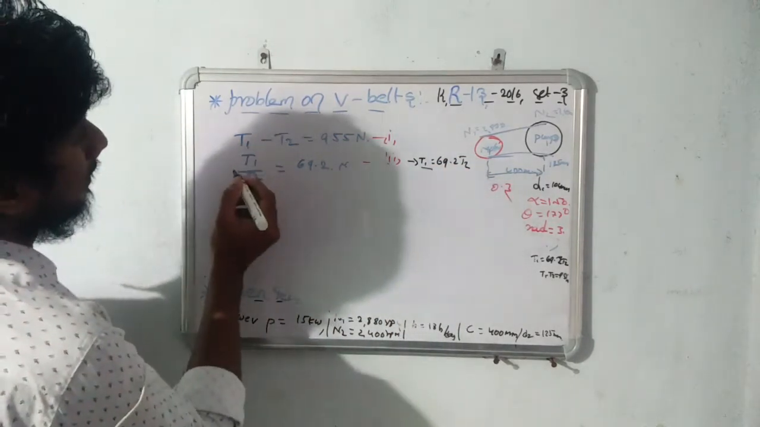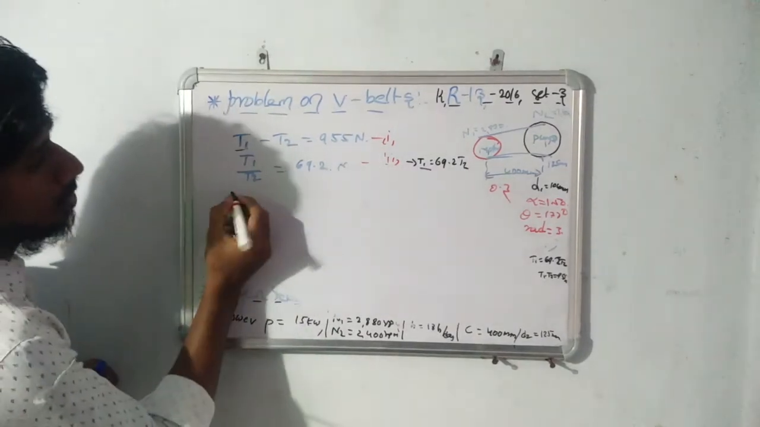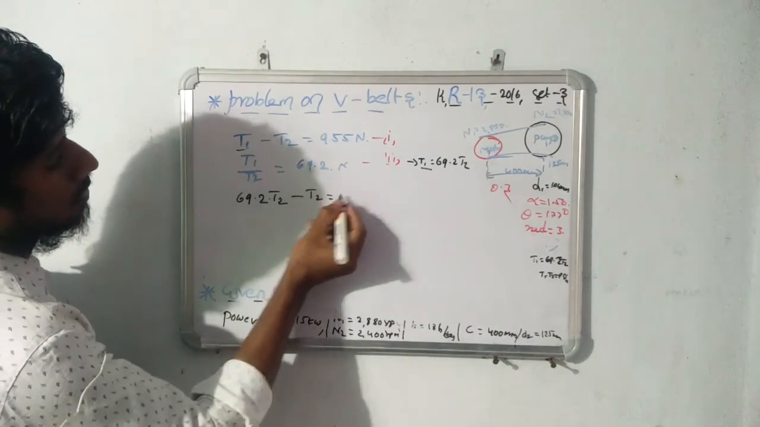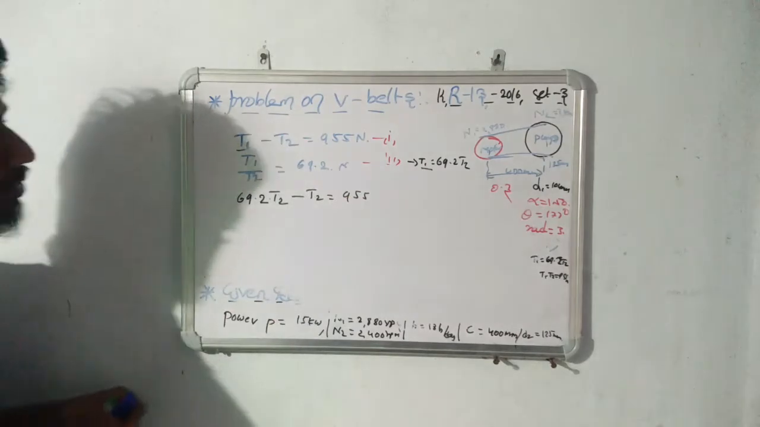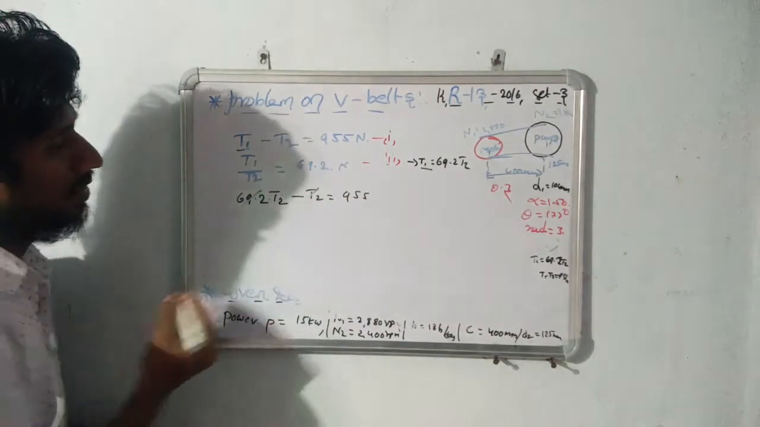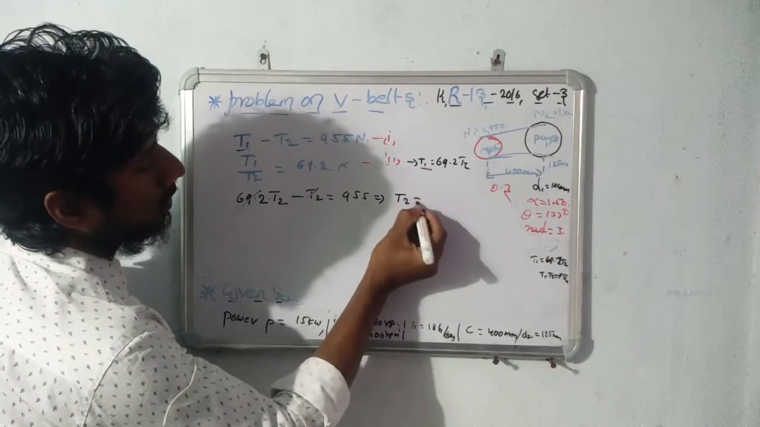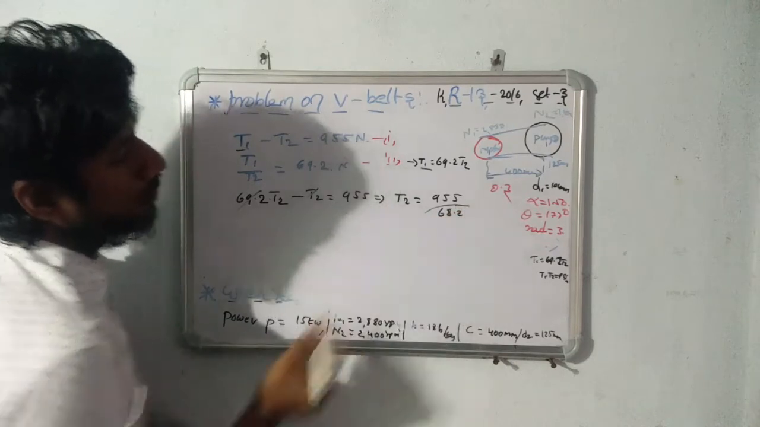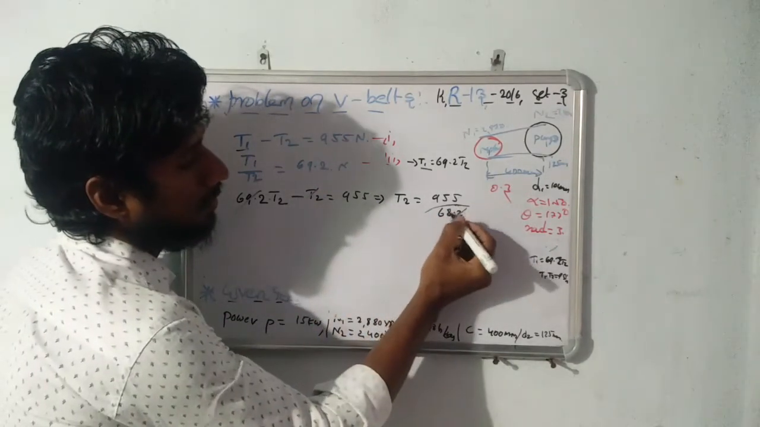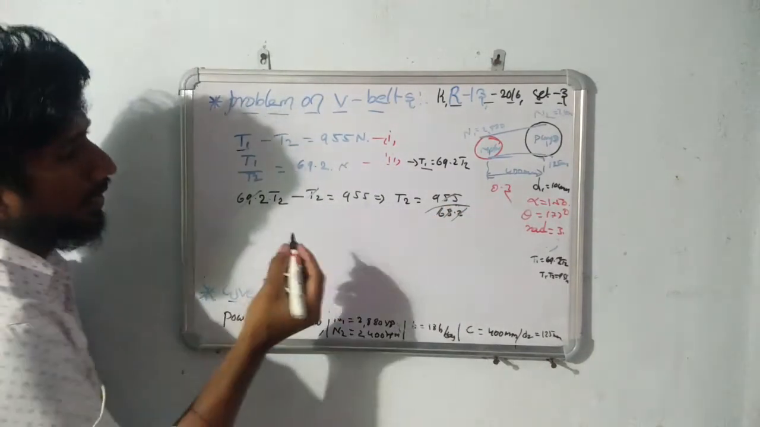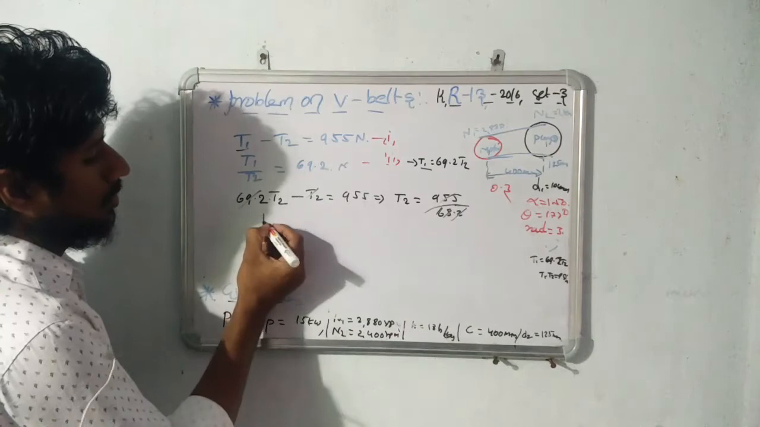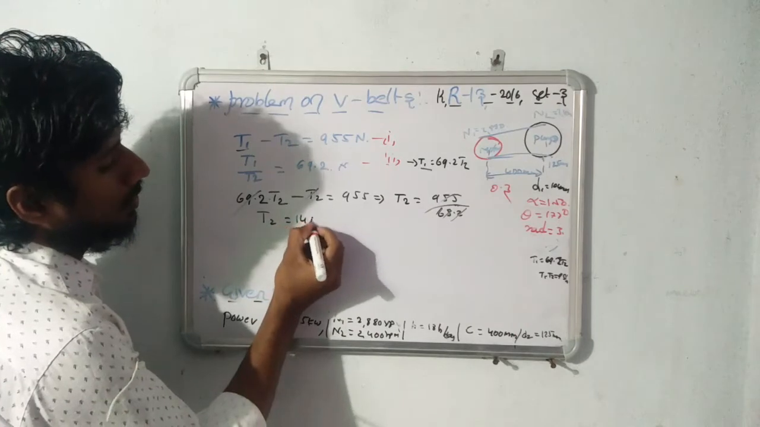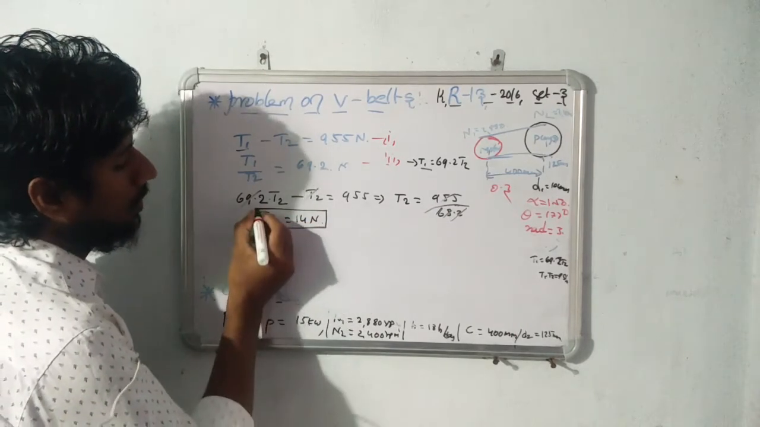Substitute this T1 value in the equation 1. So what we get here? 69.2 T2 minus T2, that is equal to 955 newtons. So by simplifying this one, what we get here? The T2 equal to 955 divided by 68.2. So let's see this one. Ultimately, when we are simplifying this equation, we get the T2 value here, that is equal to 14 newtons. So this is about the T2.